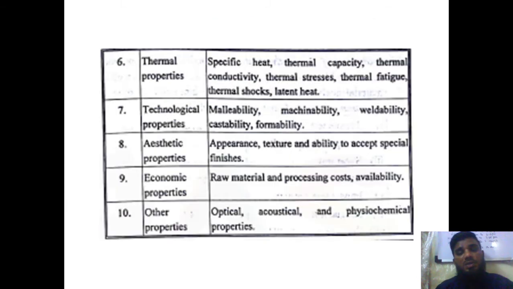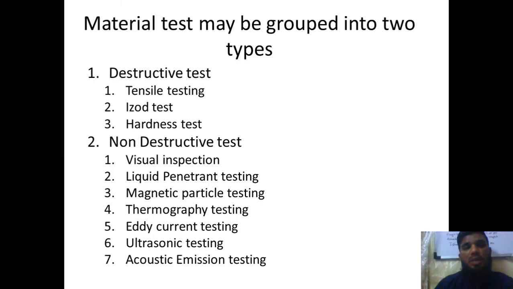Whereas in thermal properties, specific heat of the material, thermal conductivity can be measured on a similar material or different materials. All the operations can be done on a particular same kind of material at a time, or different techniques can be used. Next, technological properties like malleability, machinability, weldability, castability, formability. Next are aesthetic properties from its appearance, texture, and ability to accept special finishes. Economic properties like raw material, how it is behaving and what the processing cost for it is. Other properties like optical properties, acoustic properties, physicochemical properties can be studied.